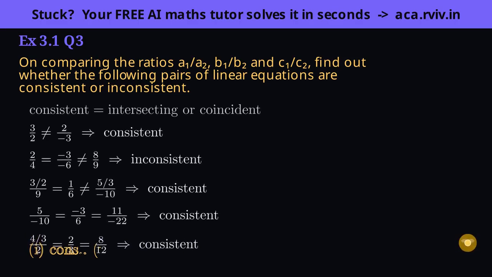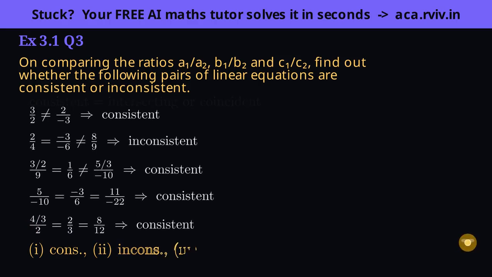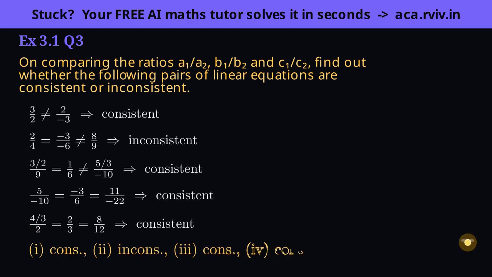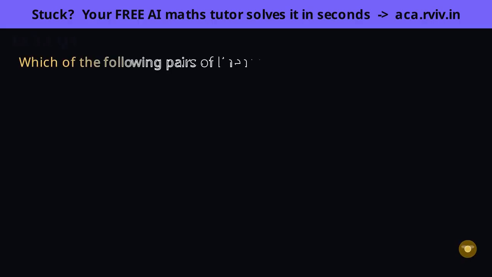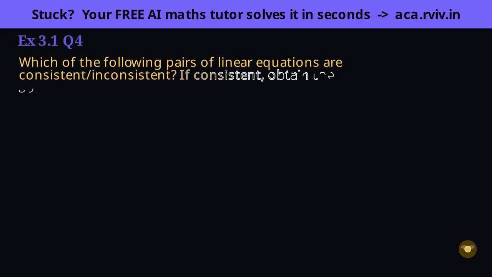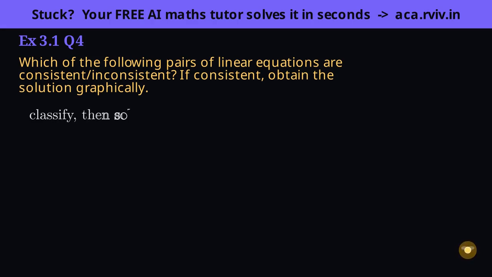Insight, only genuinely parallel lines are inconsistent. Coincident lines still count as consistent. Classify first, then only solve the ones with a point to find. Set up, classify by ratios, then solve only those that actually have a solution.